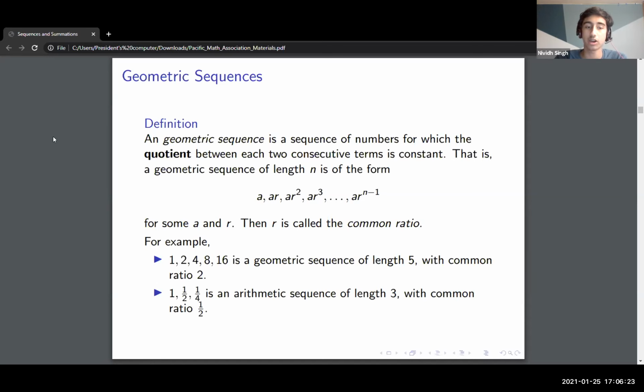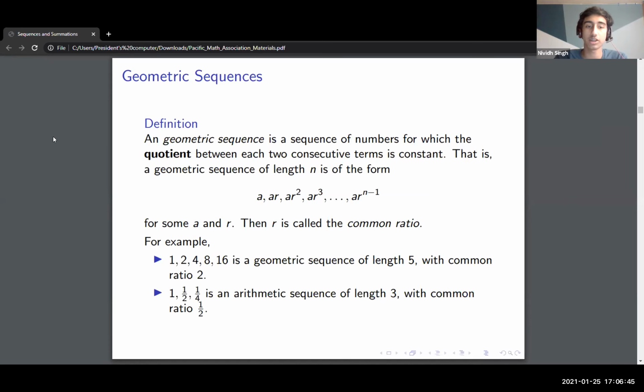Another example we have is 1, 1/2, 1/4, and this is also an arithmetic sequence of length 3, and the common ratio is 1/2, because we multiply by 1/2. Yes, geometric, not arithmetic. Oops. Pretend there's a typo there too. Arithmetic should be geometric.